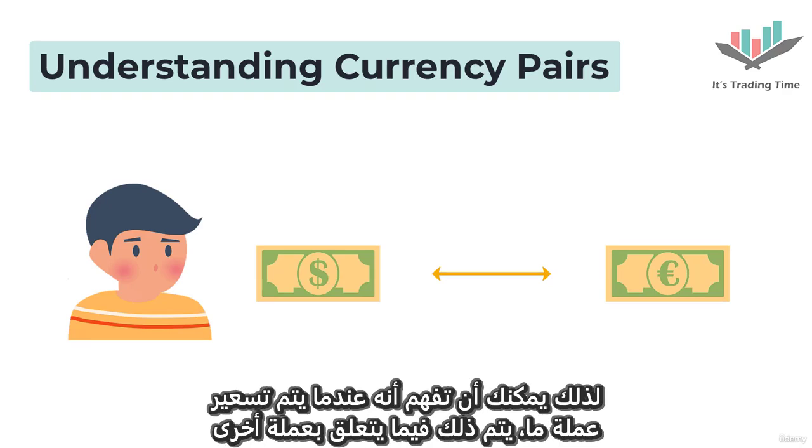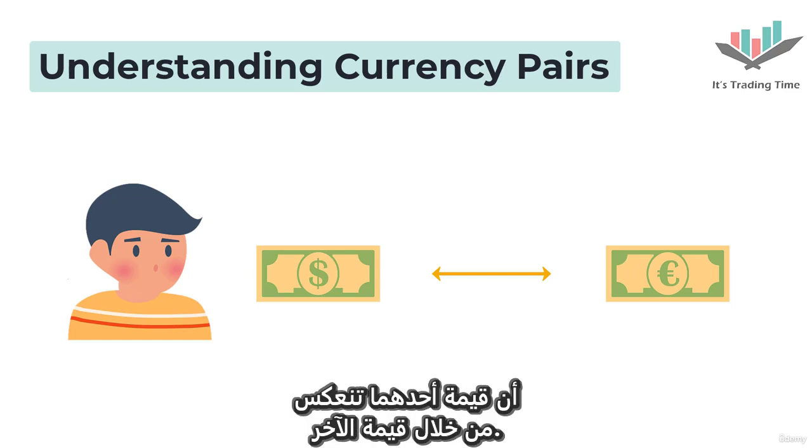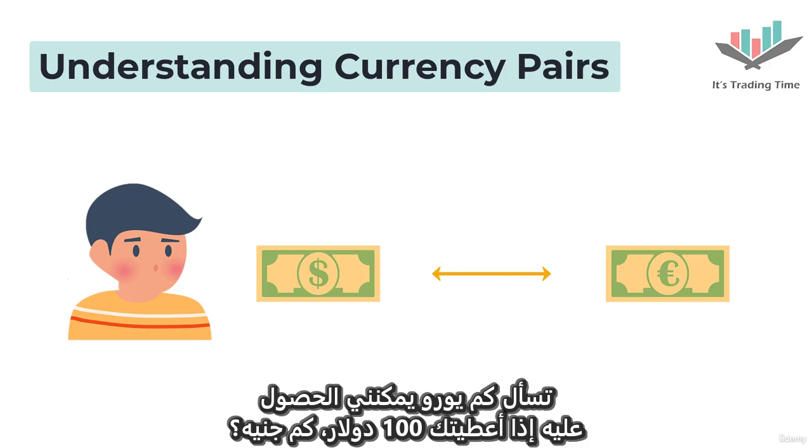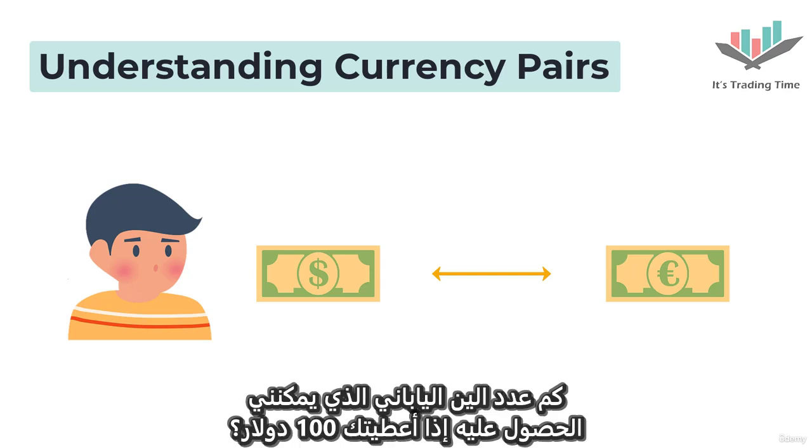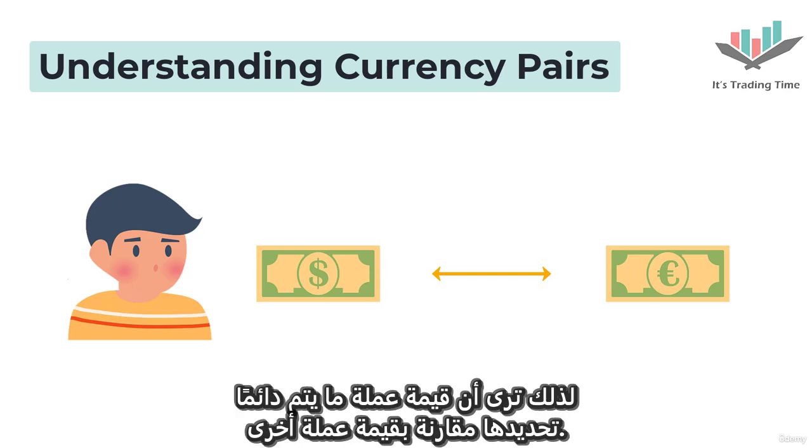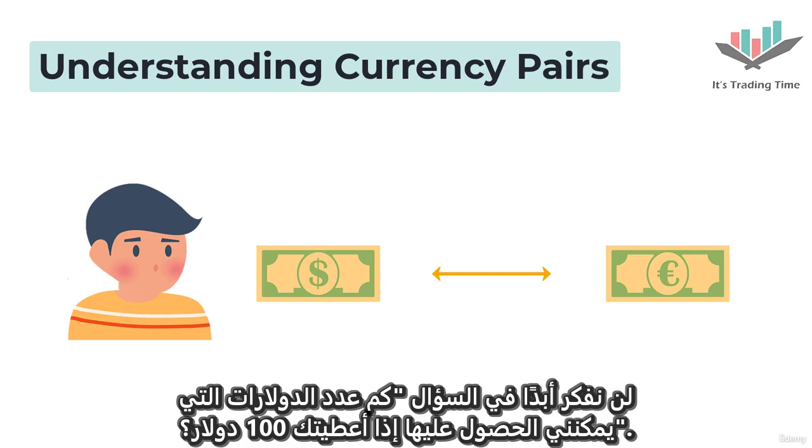So you can understand that when a currency is quoted, it is done in relation to another currency, so that the value of one is reflected through the value of another. You ask, how many euros can I get if I give you $100? How many pounds, how many Japanese yen can I get if I give you $100? So you see that the value of one currency is always given in relation to the value of another currency. We will never think of asking, how many dollars can I get if I give you $100?